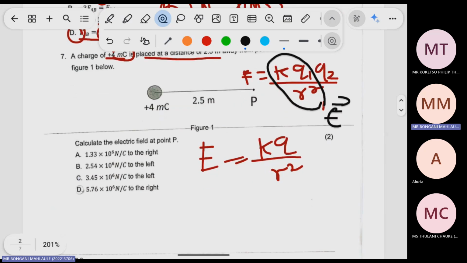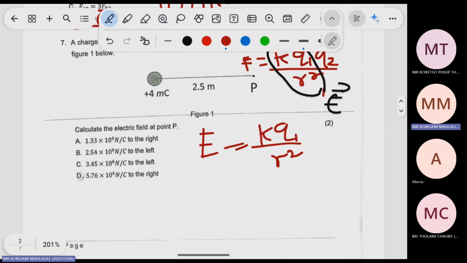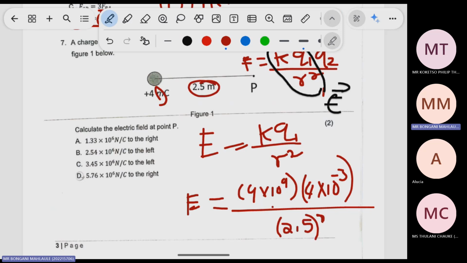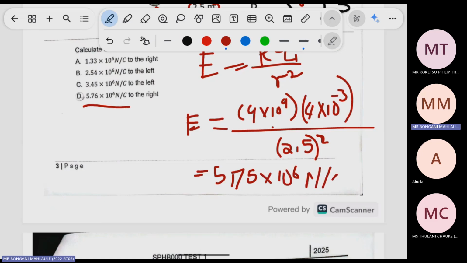I hope you get it. Between two point charges, no? So here you're going to say K, you know it's 9 times 10 to exponent 9. Q1 is 4 times 10 to exponent, you'll convert that to 3. The radius is 2.5, then squared. You'll get 5.75, which is this one, times 10 to exponent 6 newton per coulomb.